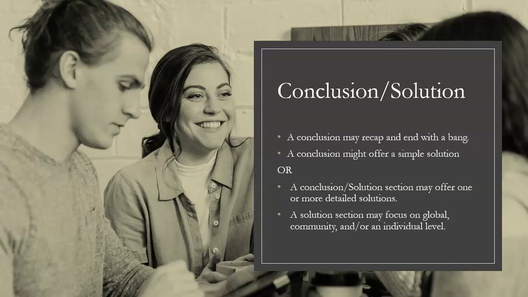The conclusion is really that recap after you've provided all your information and your sources. Depending on what your instructor is saying, they may look very different too. You could have a whole solution section that's very involved, offering one or more detailed solutions. My favorite is a solution section that focuses not only on global, but also on the community and the individual level. And usually, what I do is have students do the global and community in a solution section and then just sort of fold in the individual level in the conclusion.